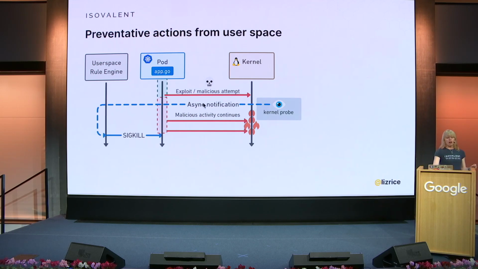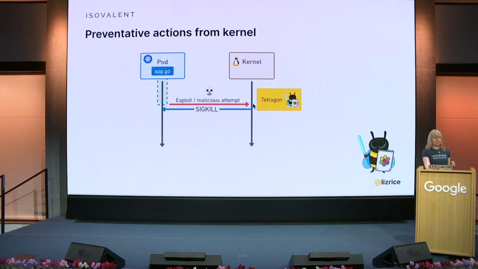The problem is, while the kernel is notifying user space, bad things could happen. Data could be exfiltrated. You haven't prevented something from happening. What we can do in Tetragon is actually send the signal directly from within the kernel so that it's synchronous. There's no opportunity for bad things to happen before the user space rule engine would stop that activity.